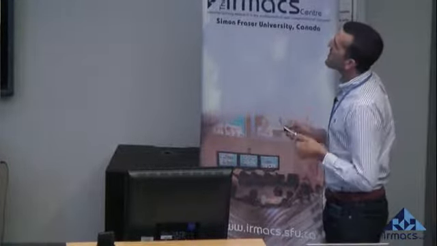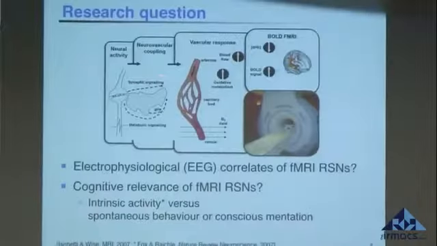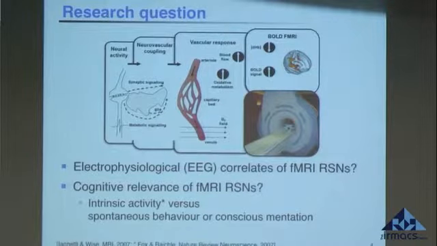Now the research question that we want to answer today is to have a better insight into the electrophysiological correlates of these fMRI resting state networks. Because as you probably know, what we are measuring with fMRI is really a proxy for neural activity. You have all these intermediate steps that link the initial neural activity to the blood oxygen level dependent, or BOLD, signal that you measure with fMRI. So this is a complex interplay to get from your neural activity to your BOLD fMRI.